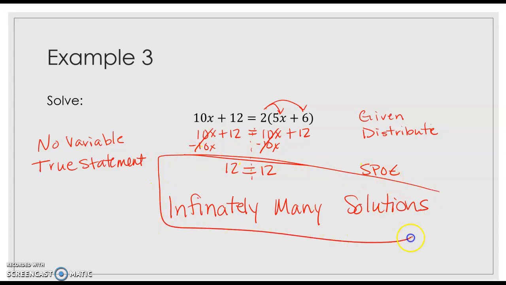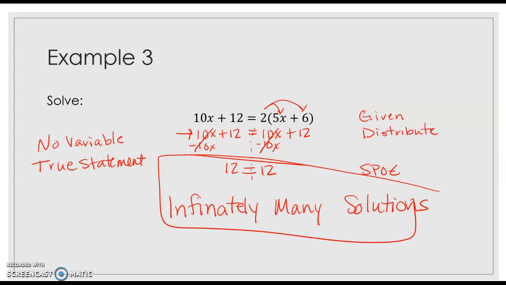Okay. Now, some of you may have noticed, well, Mrs. Cartwright, it said 10x plus 12 equals 10x plus 12. If you notice that it is the exact same on both sides of the equal sign, by all means, that's where you can stop. If you don't notice it until you have that no variable in a true statement, then that's where you stop, and that's okay.